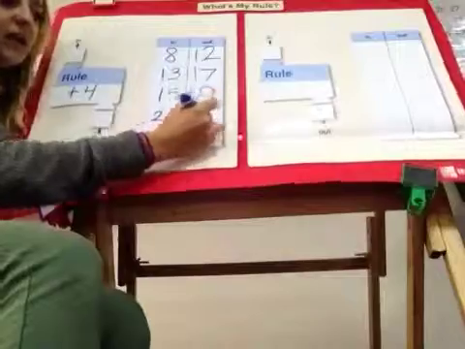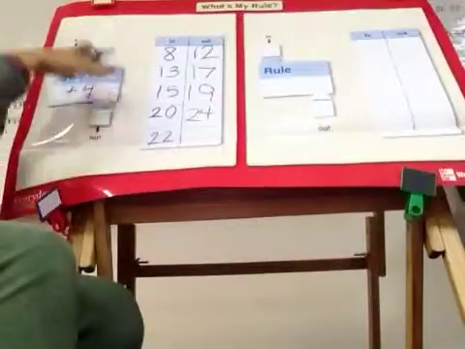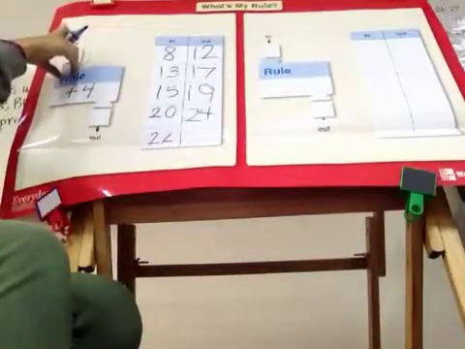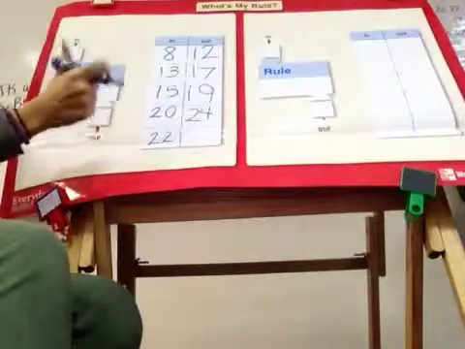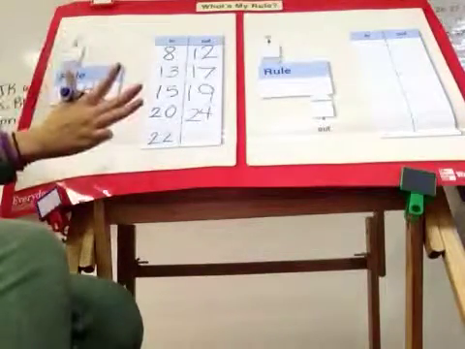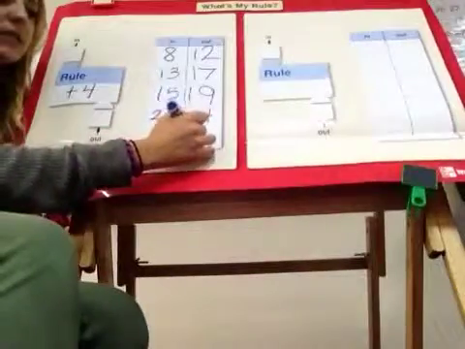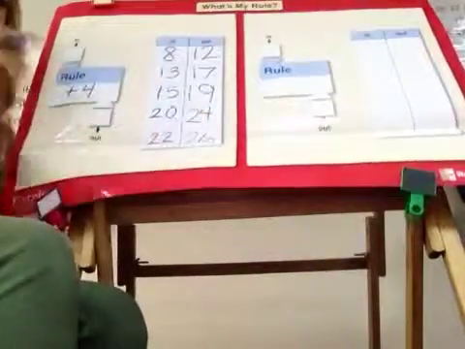And then finally I have 22. I put 22 into the machine and I add 4. So 22, 23, 24, 25, 26. It comes out 26, and there is my answer.